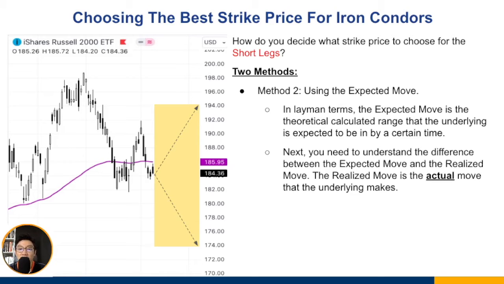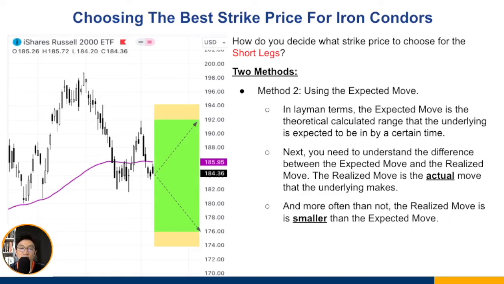Now, next, you need to understand the difference between the expected move and the realized move. The realized move is the actual move that the underlying makes. Basically, the expected move is what the calculation is trying to predict, and the realized move is the actual move in the market itself. As you can see down here, more often than not, the realized move is smaller than the expected move. The green box I've drawn is the realized move, whereas the orange box is the expected move. Most of the time, the realized move is smaller than the expected move.